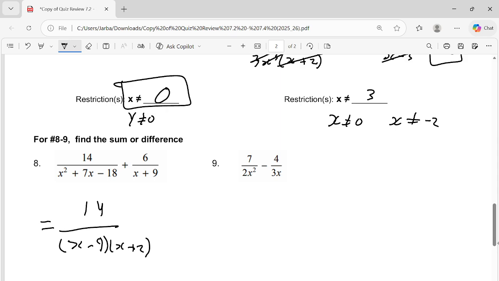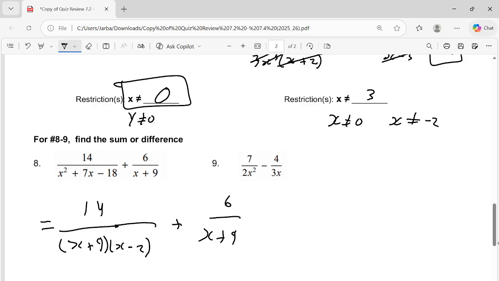Sorry, I might have said it right, but wrote it wrong. It's 9 and -2, because 9 minus 2 is equal to 7, and 9 times -2 is equal to -18. Plus 6 over x plus 9.